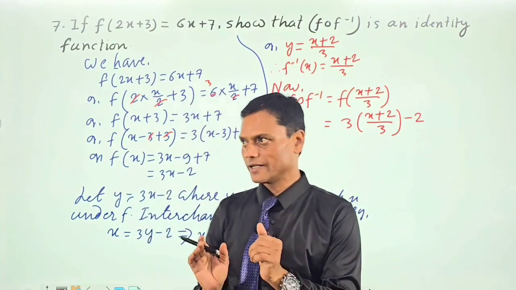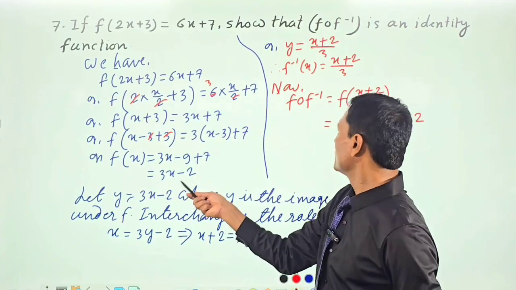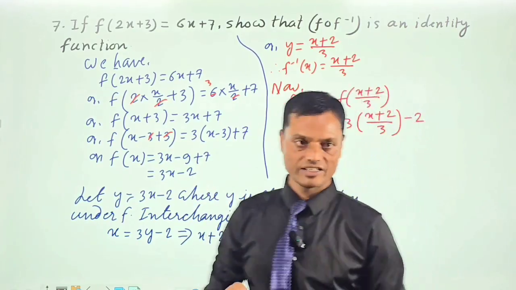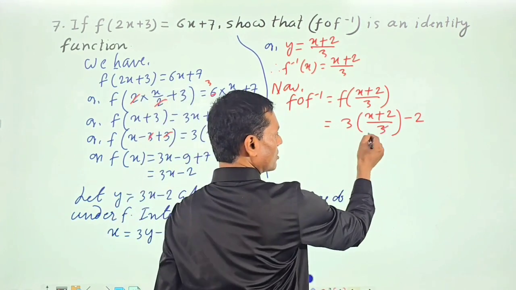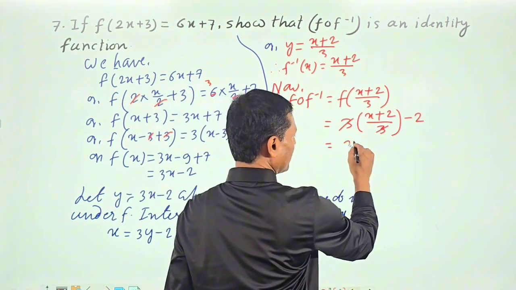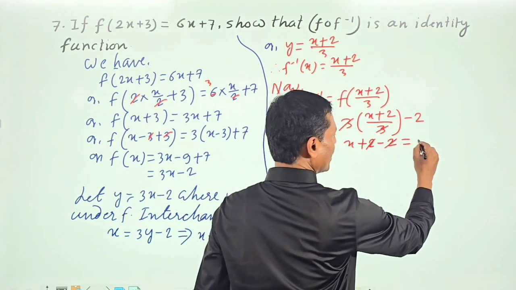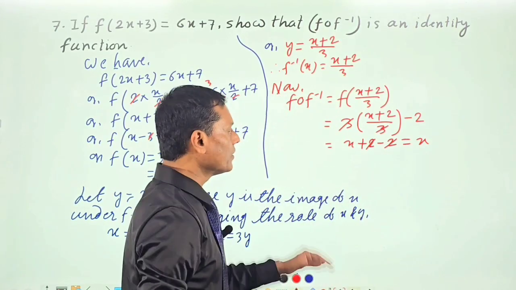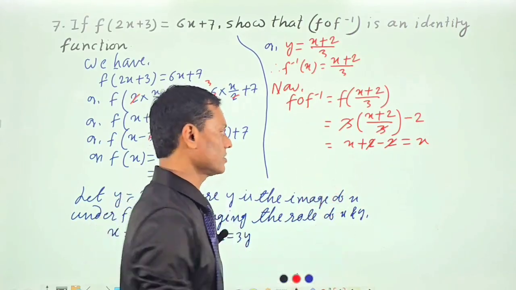That's clear? Once again, have a look here. f(x), we have 3x minus 2. So x will be replaced by x plus 2 by 3, isn't it? Because the input is x plus 2 by 3. And after that, we can cut 3 and 3. Then we have here x plus 2 minus 2. Again, 2 and 2 will cancel. And finally, we have x. So if any function is equal to x, then the function will be identity function.